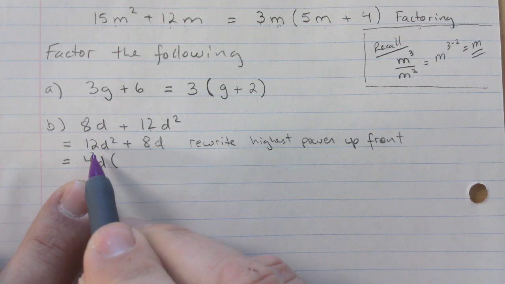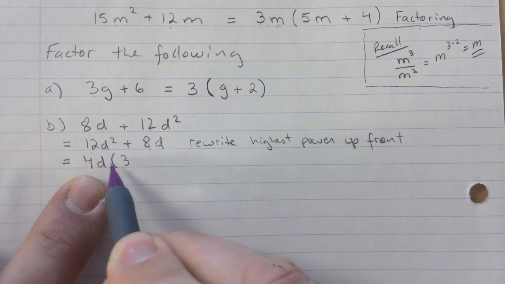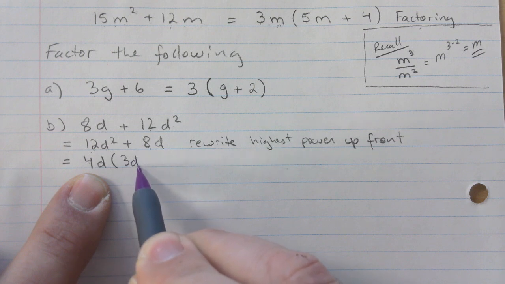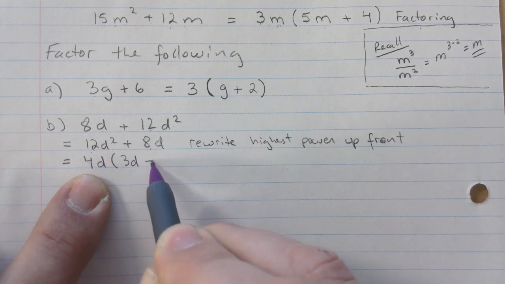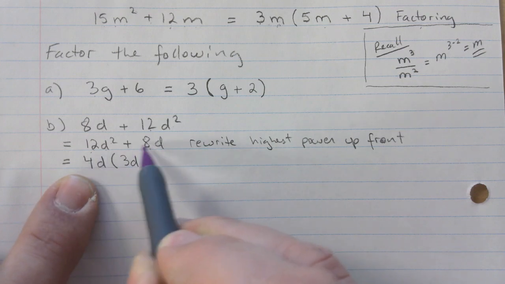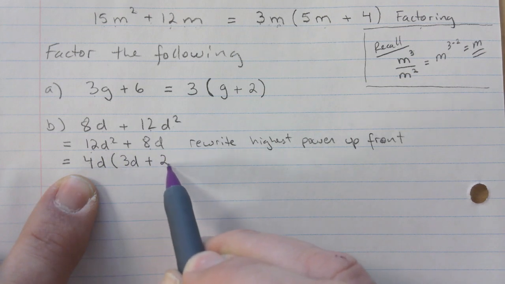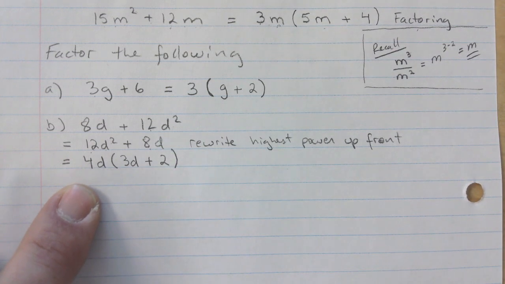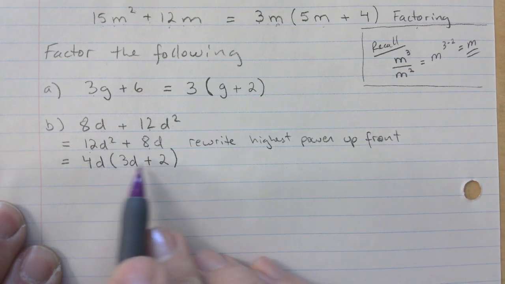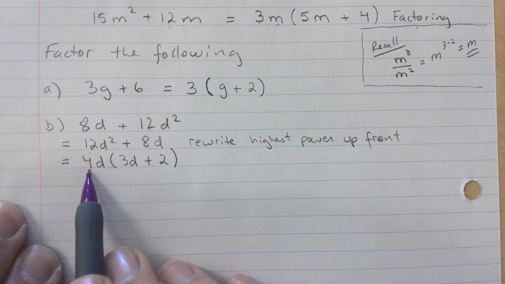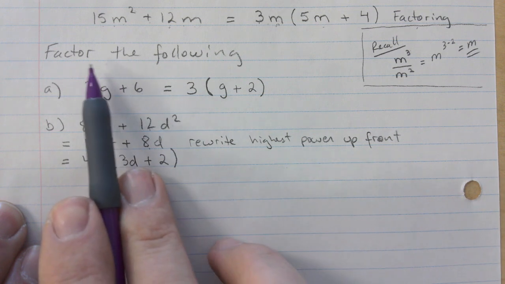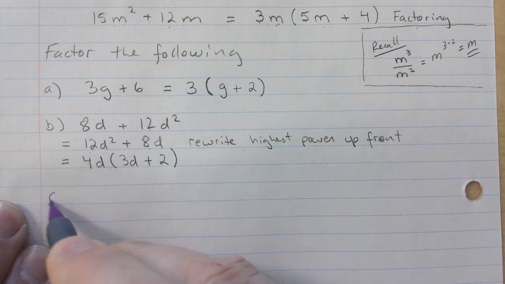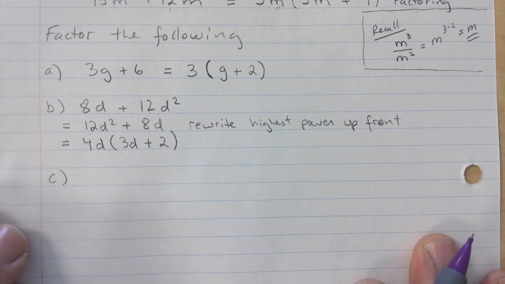So 4 goes into 12 3 times, and d squared divided by d leaves only d. Both of them are positive, so 8 divided by 4 is 2, d divided by d is just 1, and that's the factored form. Just taking out a 4 is not good enough. Sometimes you'll see the words factor fully, meaning you have to do as much as you can to simplify the expression that you started with.